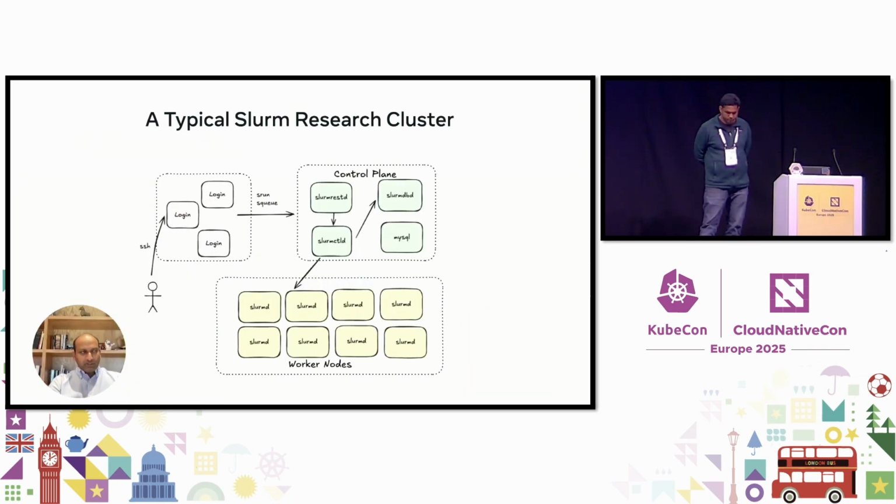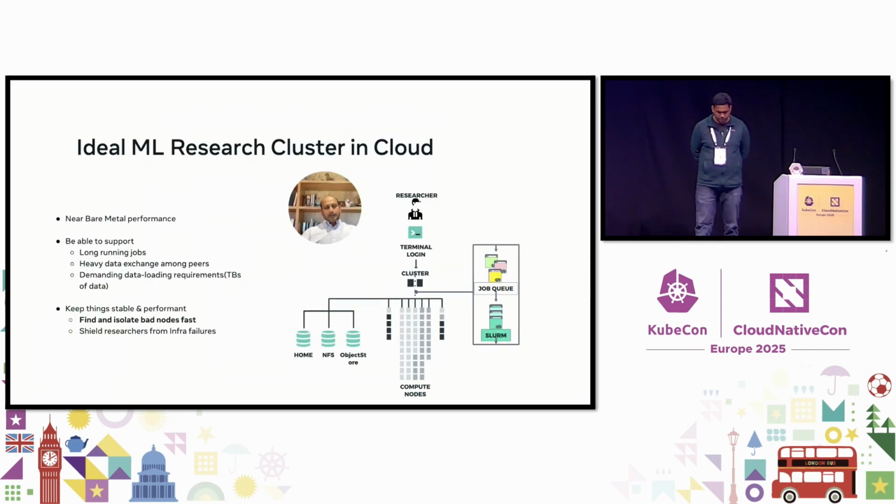To understand what we are talking about, this is what a typical Slurm research cluster looks like from a researcher's point of view. They don't see the rest of the complexity. The researcher is logging on to one of a bunch of nodes, and they have access to the control plane, which lets them submit jobs to the cluster. And those jobs are running on the worker nodes, right?